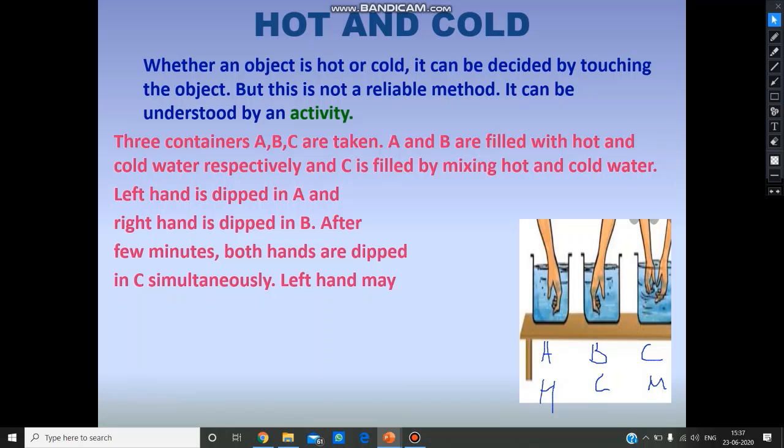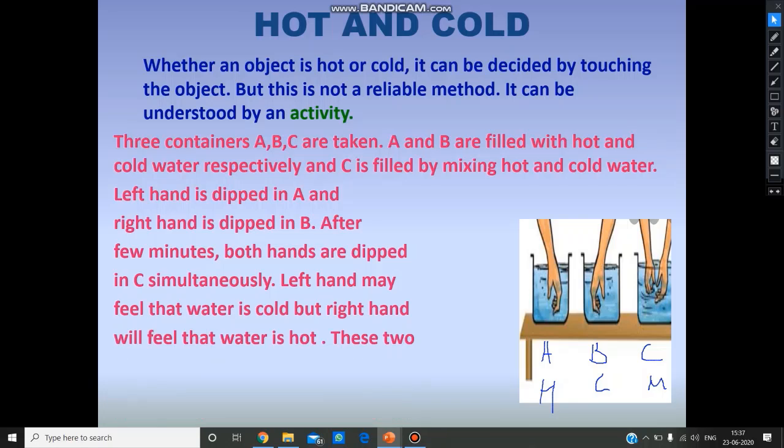Now what will happen? As the left hand was earlier in hot water, on dipping it in container C, the left hand will experience the water as cool. On the other hand, as the right hand was earlier in cold water, on dipping it in container C, the right hand will experience the water as slightly hotter. But these two observations may create confusion. At the same time, one hand may feel hot, one hand may feel cool. That gives wrong information because both determinations simultaneously cannot be accepted.